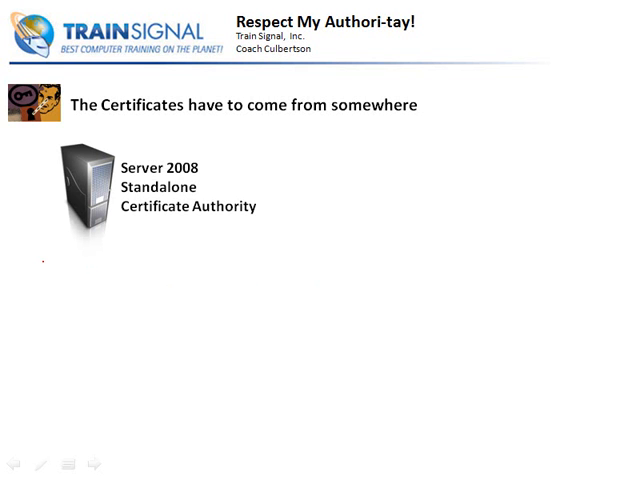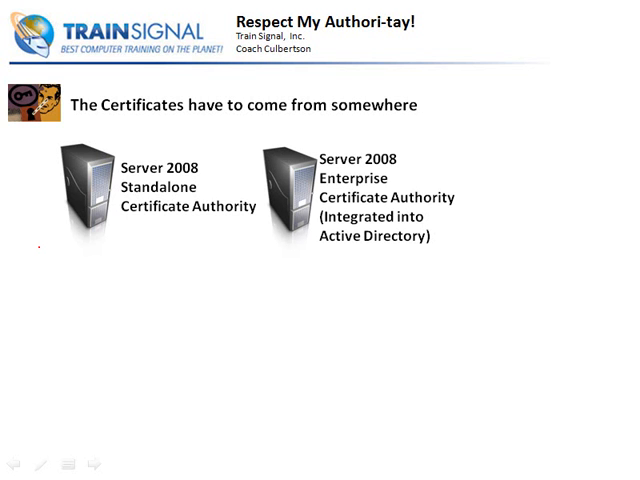First of all, the most basic of basic certificate authorities is a Server 2008, what we call a standalone certificate authority. Now, most of the work that has to be done with a standalone certificate authority is very manual. So if you have a very large organization, this may or may not be the best solution for you. And we have a more powerful option in the Server 2008 Enterprise Certificate Authority. Now, this guy is integrated into Active Directory, so you know there's going to be some additional cool features and some more automation that's going to happen with it.